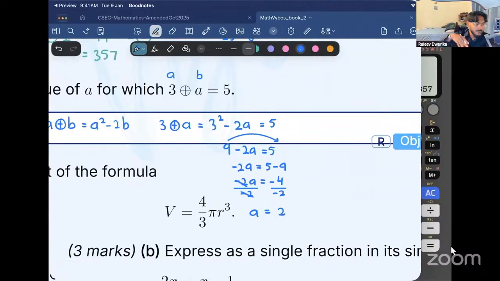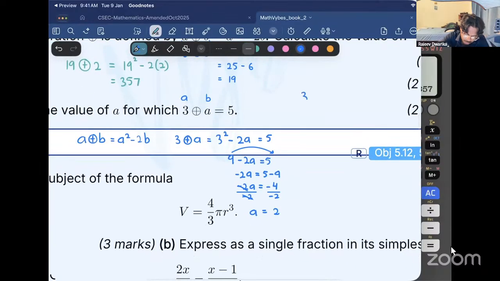Now, let me see how good he is. How would I check to see if my answer is correct? Substitute the value of A into the equation, and it should be 5. So let's test that out. So 3 plus circle, instead of saying A, since I know what the value for A is, what would I put? I'll put 2. And so, according to the operation, what would I write? 3 squared minus 2 by 2.